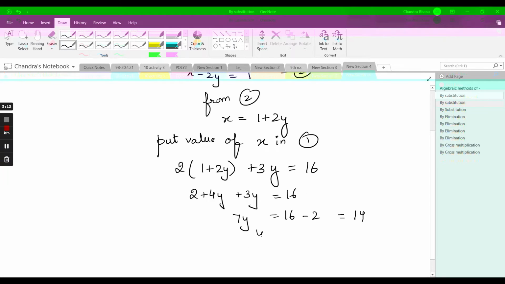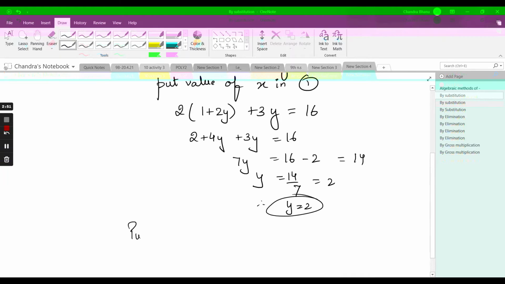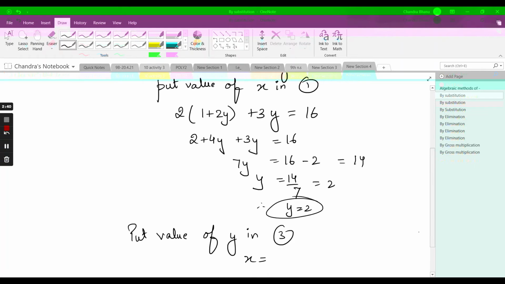So y is equal to 2. Therefore, my value of y is 2. Now, since I've got the value of y, I can put it in 1, in 2, or in this third equation, which is directly giving me the value of x. So I'm putting it in the third equation, x is equal to 1 plus 2y. So put the value of y in 3, which says x is equal to 1 plus 2y. So instead of y, I'll put the value of y, and that is 2.